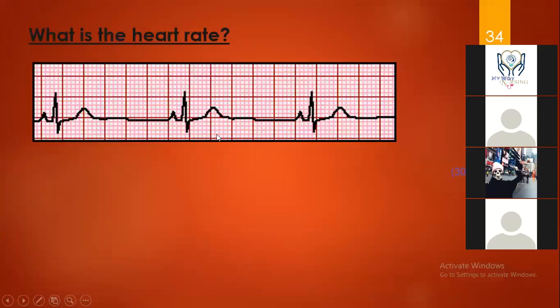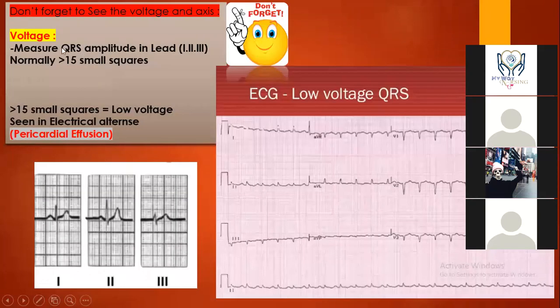We need to go back to the voltage and the axis. It's very important to know it. So what is the voltage? It's measuring the QRS complex in lead 1, 2 and 3. So here we have lead 1, lead 2 and lead 3. Same thing here. Measure it, okay? If it's more than 15 small squares, this is normal. If it's less than that, it's called low voltage. This represents a very important case, pericardial effusion, representing electrical alterations, okay? This is low voltage in case of pericardial effusion.